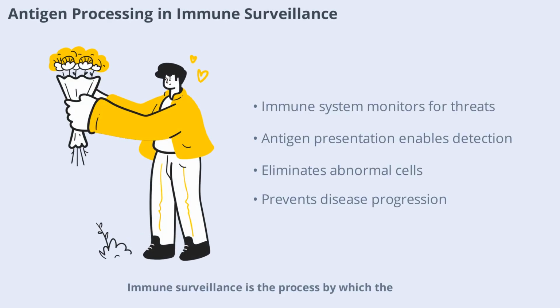Immune surveillance is the process by which the immune system constantly monitors the body for abnormal cells, such as those infected by viruses or transformed into cancer. Antigen processing and presentation are central to this surveillance, enabling early detection and elimination of potential threats before they cause harm.